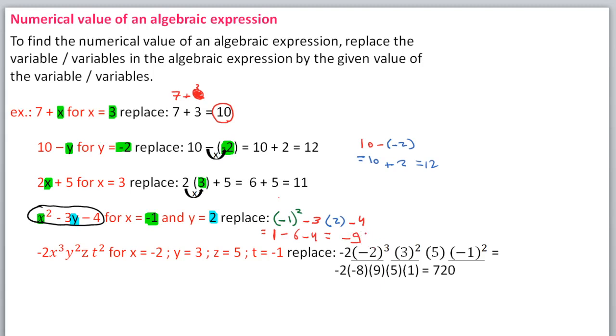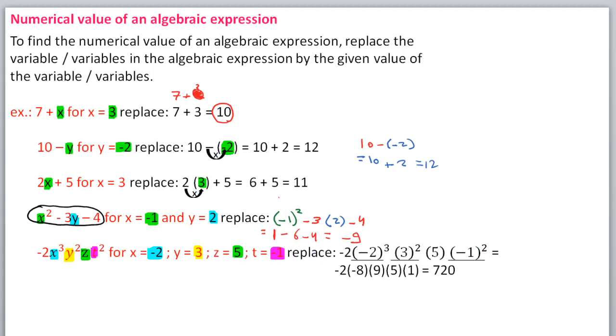The next one, minus 2x cubed y squared z t squared, all this for x equal negative 2, y equal 3, z equal 5, and t equal minus 1. So I will color x by blue, and I color y by yellow. Okay, so you need to replace also z by 5, and with purple t by minus 1.